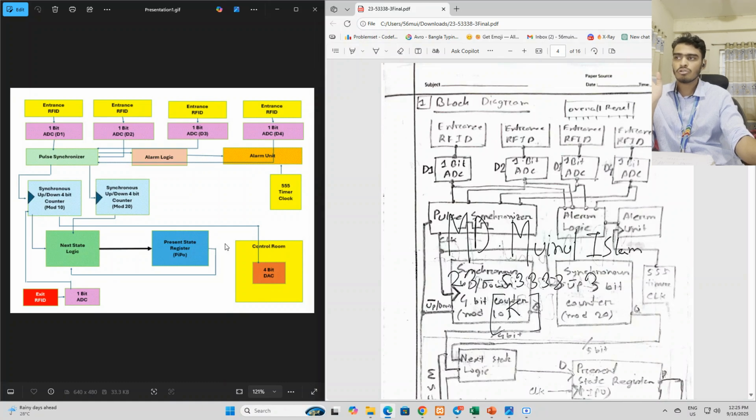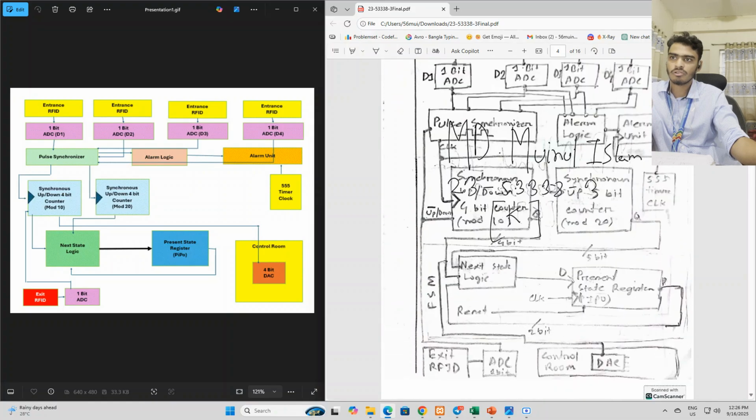And lastly we have a control room where a 4-bit DAC is placed. According to our requirements, in the control room they need to see the passenger count at the platform. This counter is connected with this 4-bit DAC, and they can only see an analog signal. As this is a 4-bit counter, it sends a 4-bit signal to this DAC, the digital to analog converter, which converts it into an analog signal that can be read by the control zone. So there goes our block diagram.